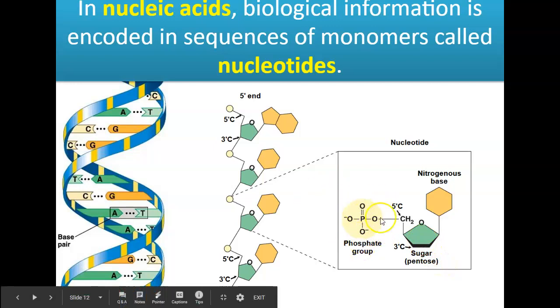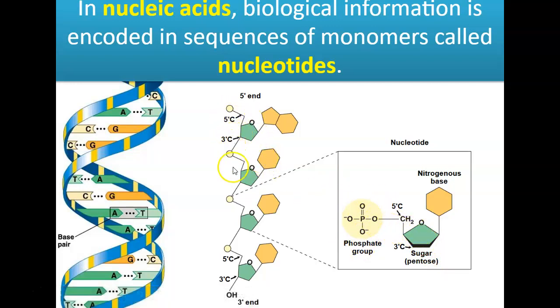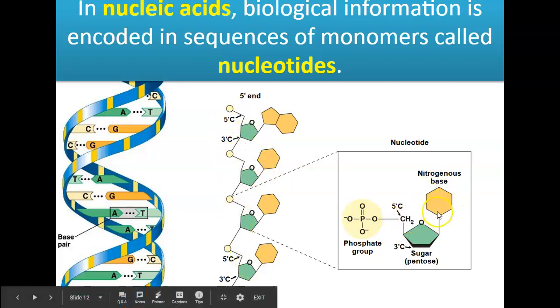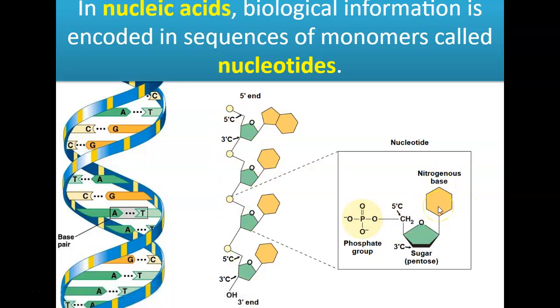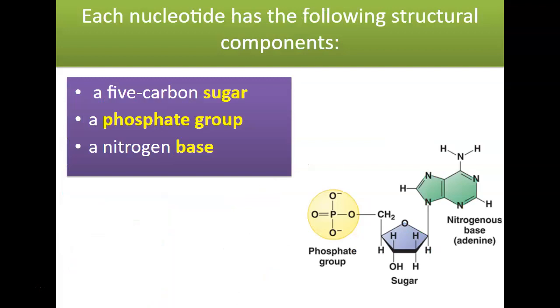A phosphate group. And these two things alternate and form the sides of the ladder. And then the third component is a nitrogenous base, which form the rungs of the ladder. There are four nitrogen bases that we will learn about: adenine, thymine, cytosine, and guanine, ATCG, for DNA anyway. So those three components together make a nucleotide, and when you start linking them all together, they can form a nucleic acid.